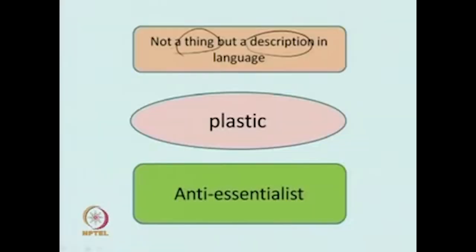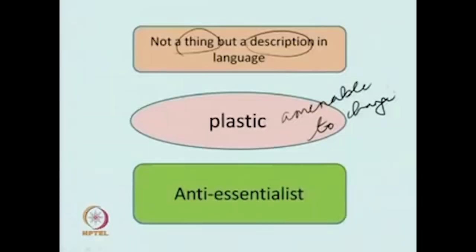And it is plastic. What is the meaning of plastic? The meaning of plastic, as far as we use it in the liberal arts and the humanities, is to be amenable to change. We talk about the plasticity of neurons, for instance. When we talk about the plasticity of neurons, we mean the ability or the amenability of neurons to change with learning and experience. In the same way, identity is also plastic in that it is amenable to change, and it is anti-essentialist.